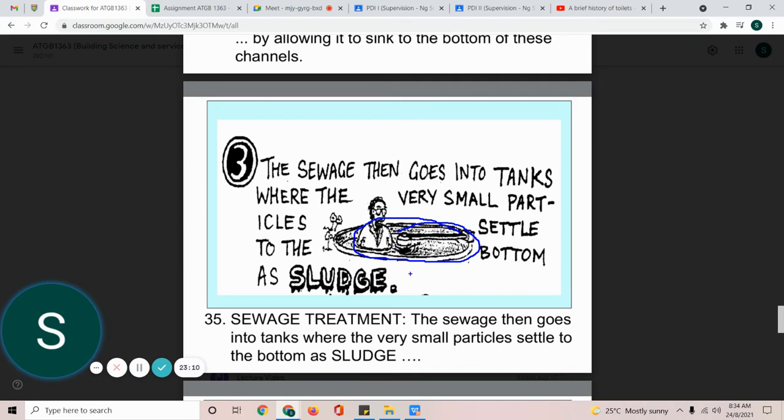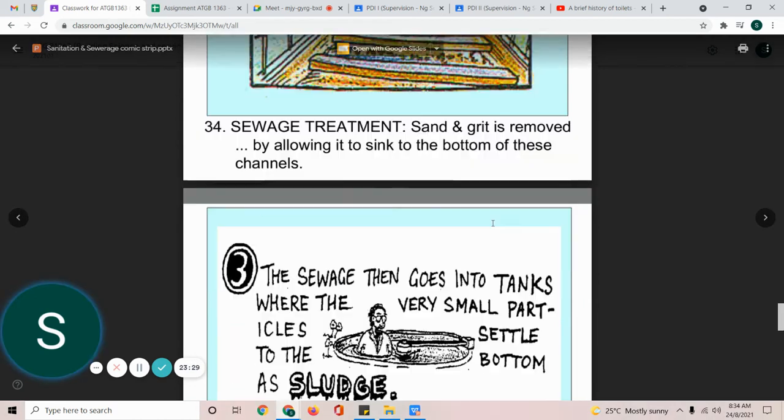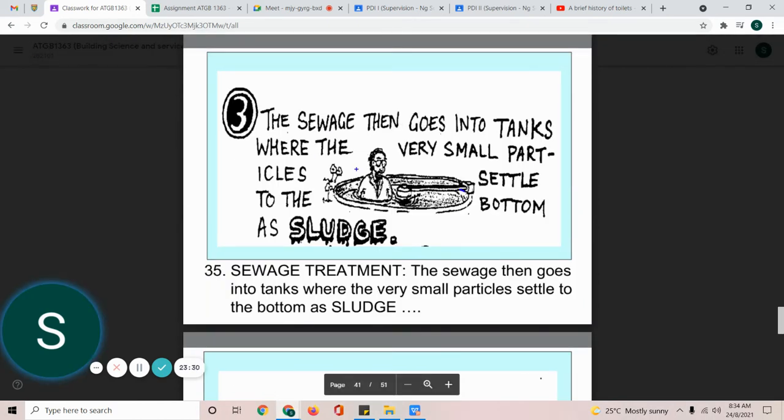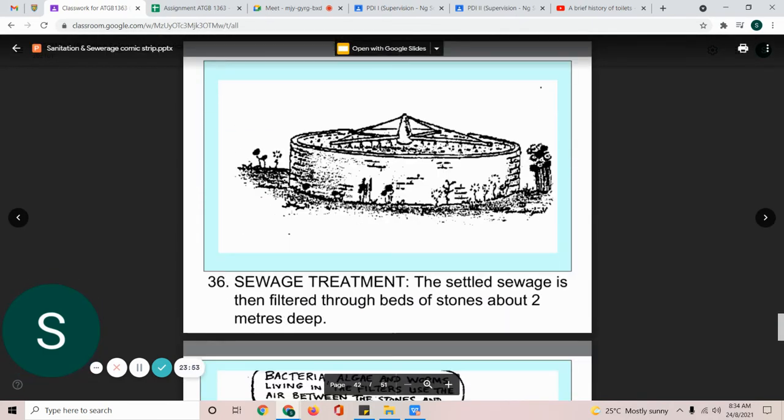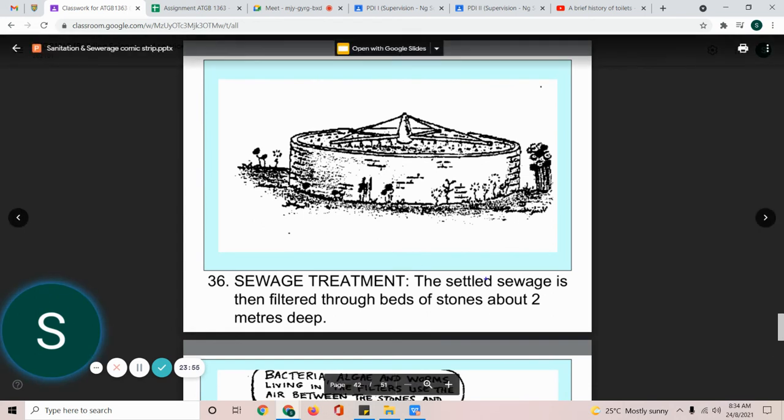Once it has passed through the first stage, which is here, once the sand and grit is removed, what is remaining when it goes to the second tank should be sludge, meaning it will allow the organic matter to slowly settle down. Sludge is something like mud, but it's like a fertilizer mud from our sewage. Okay, so there are more filtration steps through stones.